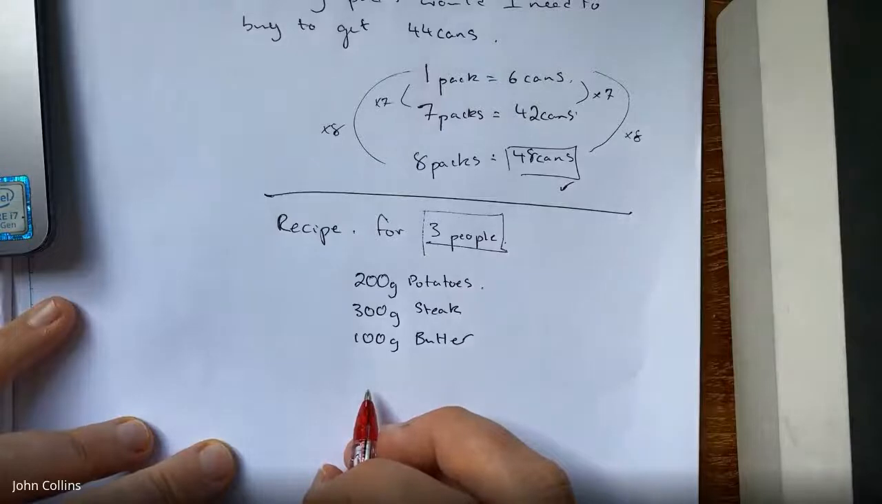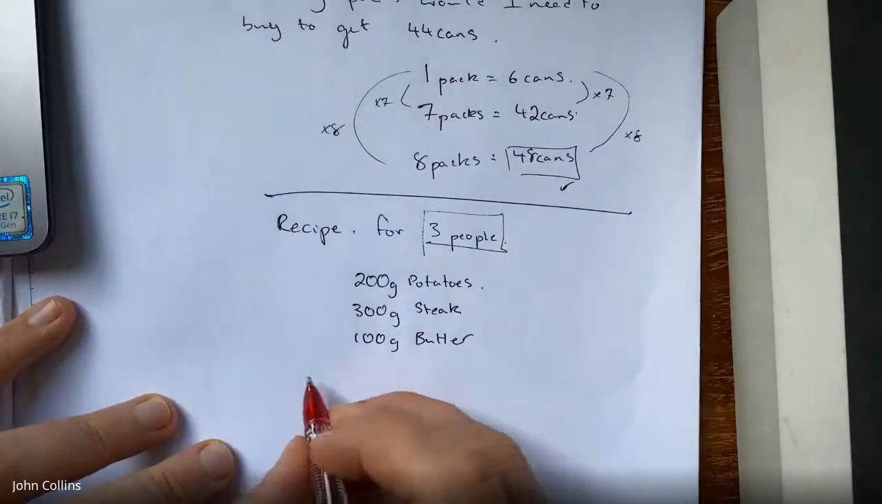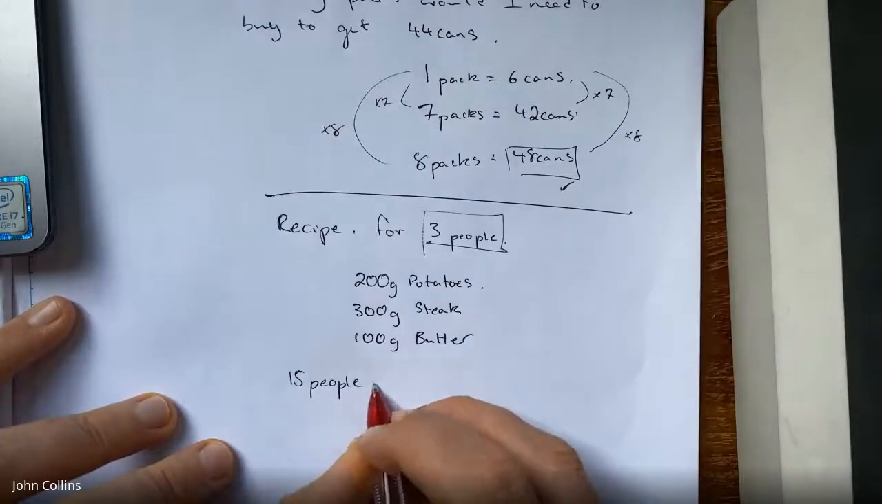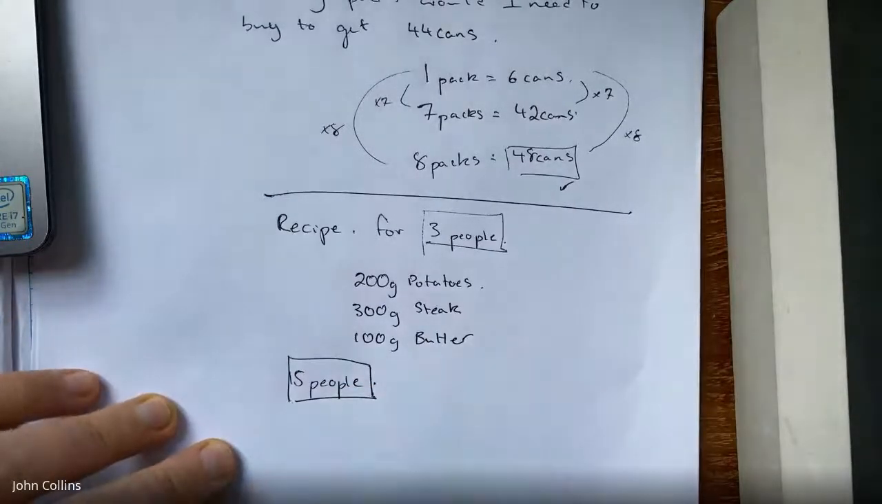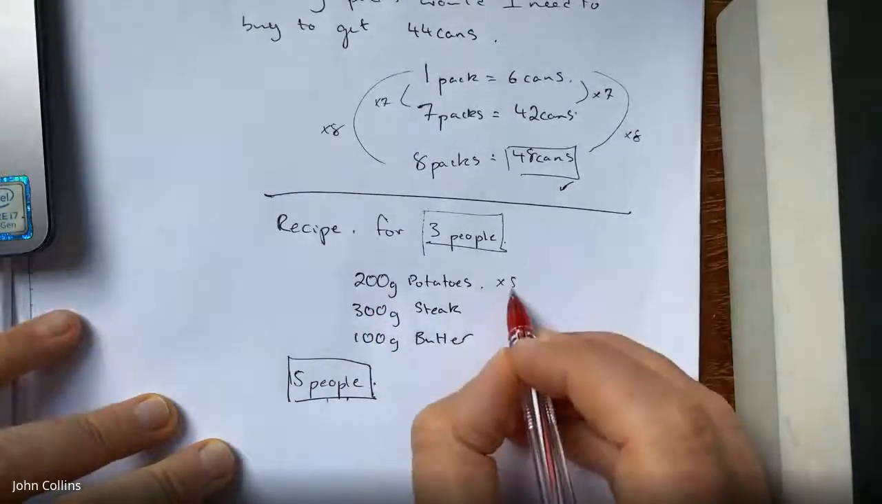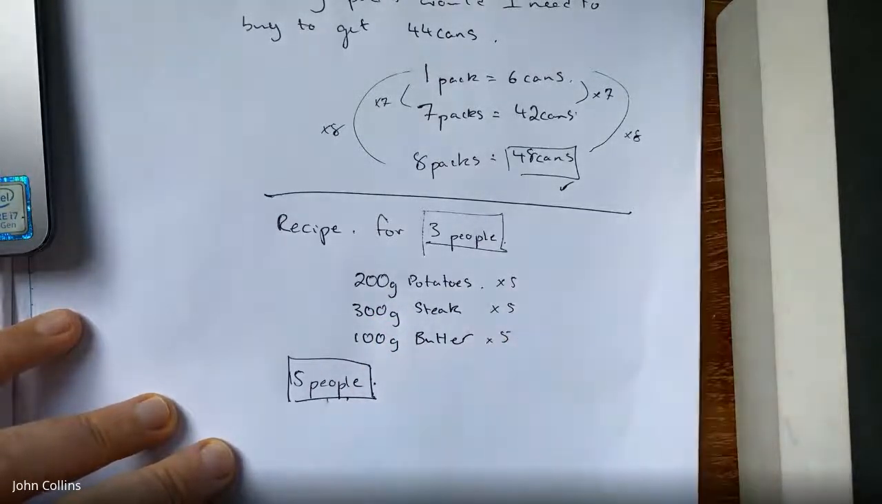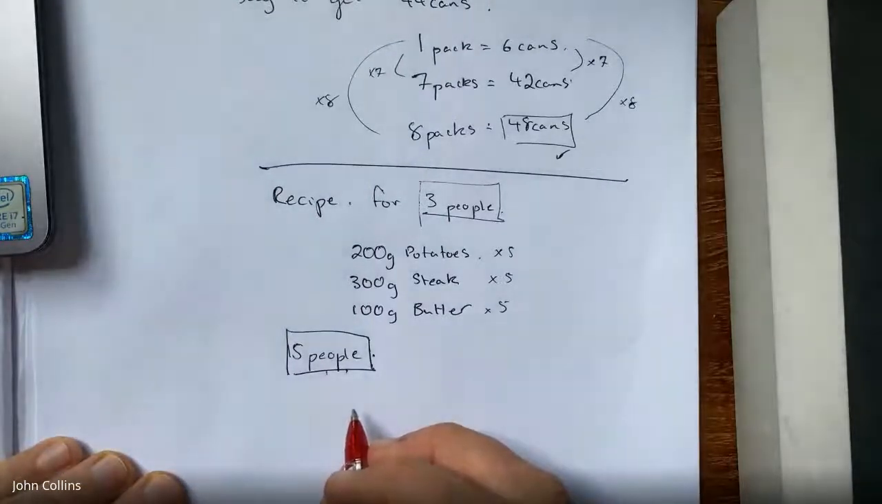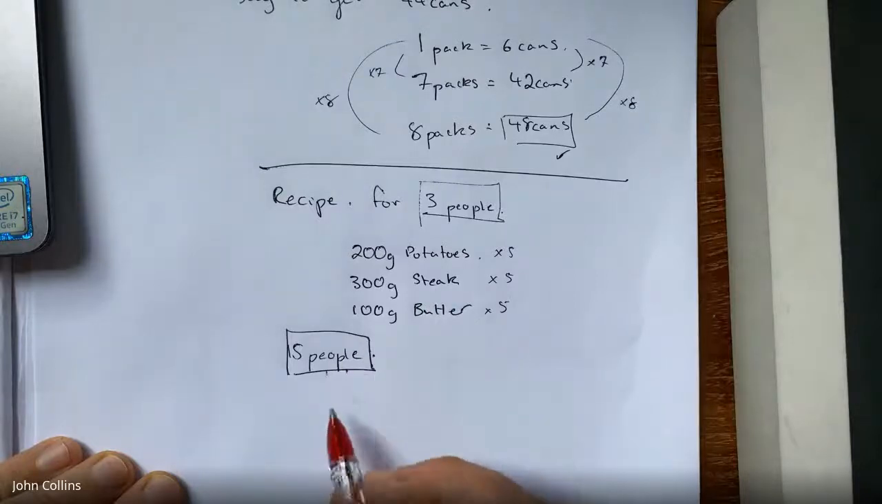But let's say I have 15 people coming over to my party. How would I adjust these recipes? Well, there's 5 times the amount of people, so each of these must be multiplied by 5. I would multiply all these by 5, and they'll all still be in proportion, but there'd be 5 times each amount. I could ask a follow-up question then. So it'd be 1,000 grams of potatoes.